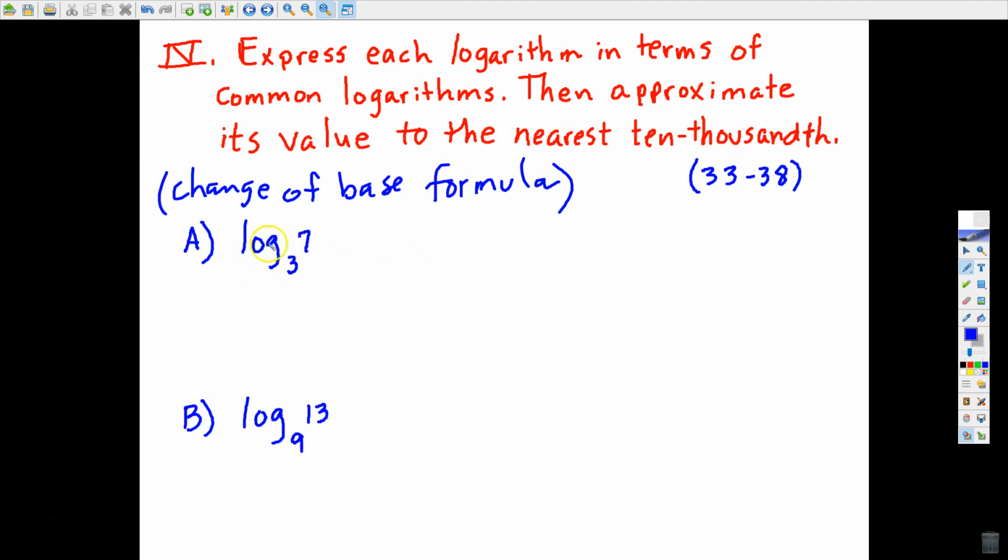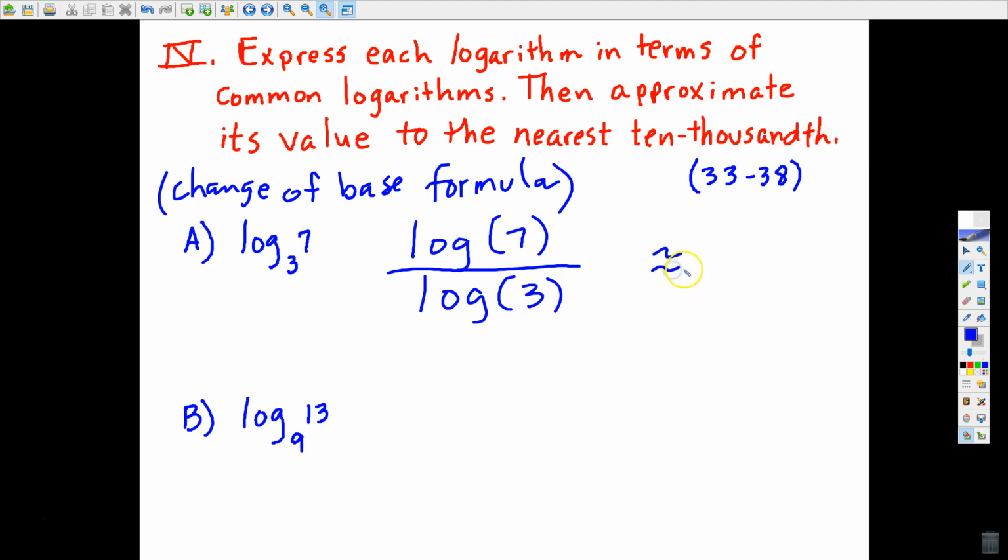Here's what it basically looks like. With your calculator, it's easy to remember because the numbers stay in the same order that they appear. You're going to do log and then put in the top number, 7, divided by log again and then put in the base. So the numbers stay in the same order that they appear in the logarithm. Log top number divided by log base, and that gives you a long decimal, but we just need to round it to 4 decimal places. So Josh, what is that? 1.7712. Very good.